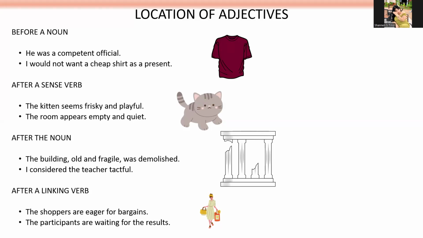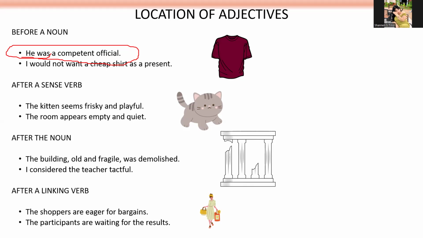Hindi ako makagamit ng pen, unfortunately. Pero sige, try natin. The noun in the sentence is official. And now, it's easy for you to identify what kind of official he is by answering the question, what kind? So what is the word? What's the adjective in the sentence? Competent. Exactly. Thank you so much.